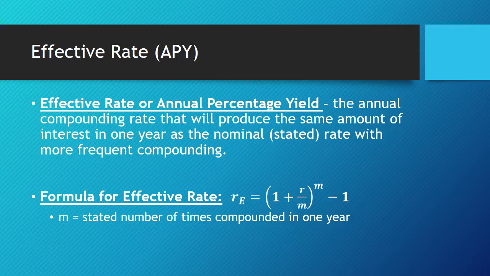We use the effective rate or the annual percentage yield for comparison purposes. When you have varying accounts that promise different compounding periods and different interest levels, finding out the annual percentage yield or the effective rate is a good way of comparing them and putting them on the same level.